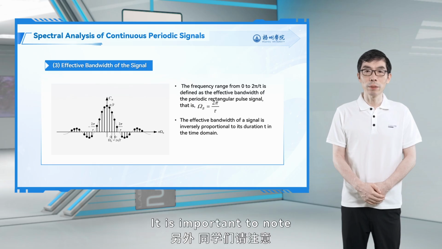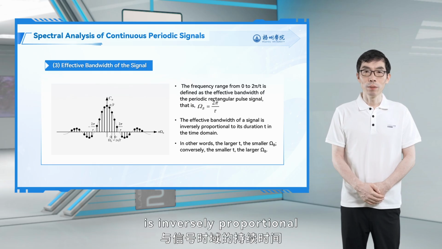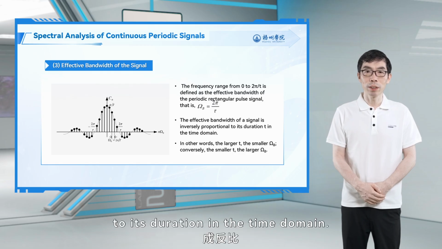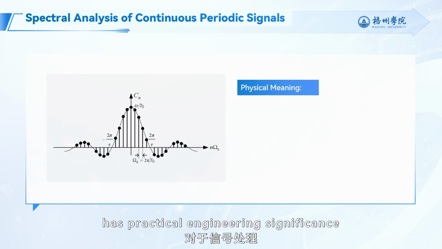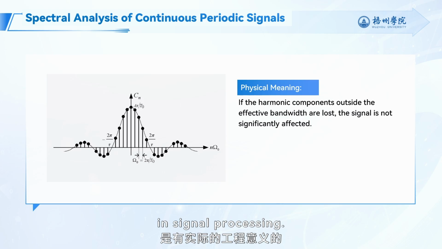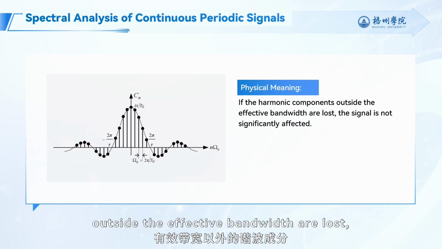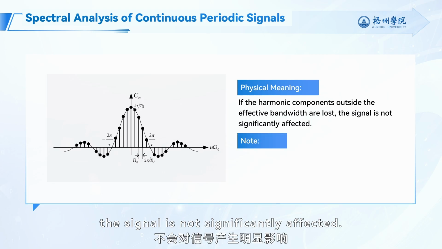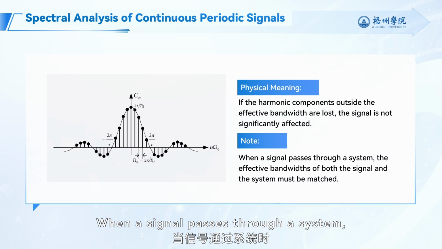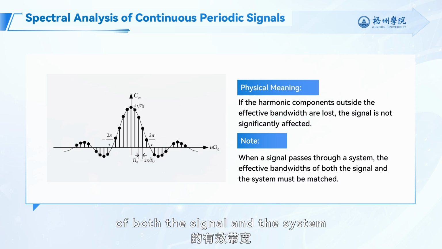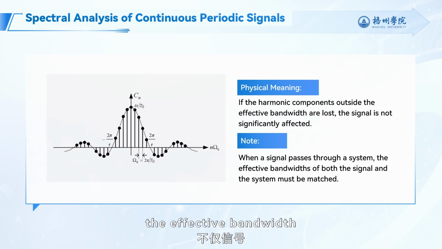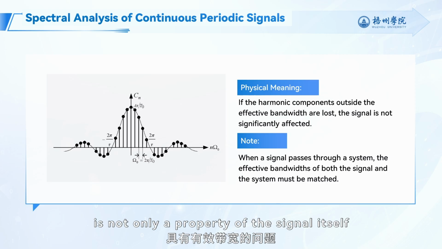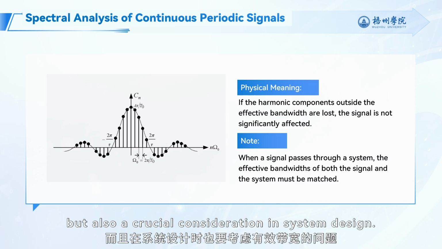It is important to note that the effective bandwidth of a signal is inversely proportional to its duration in the time domain. The concept of effective bandwidth has practical engineering significance in signal processing. If the harmonic components outside the effective bandwidth are lost, the signal is not significantly affected. When a signal passes through a system, the effective bandwidths of both the signal and the system must be matched. In other words, the effective bandwidth is not only a property of the signal itself, but also a crucial consideration in system design.